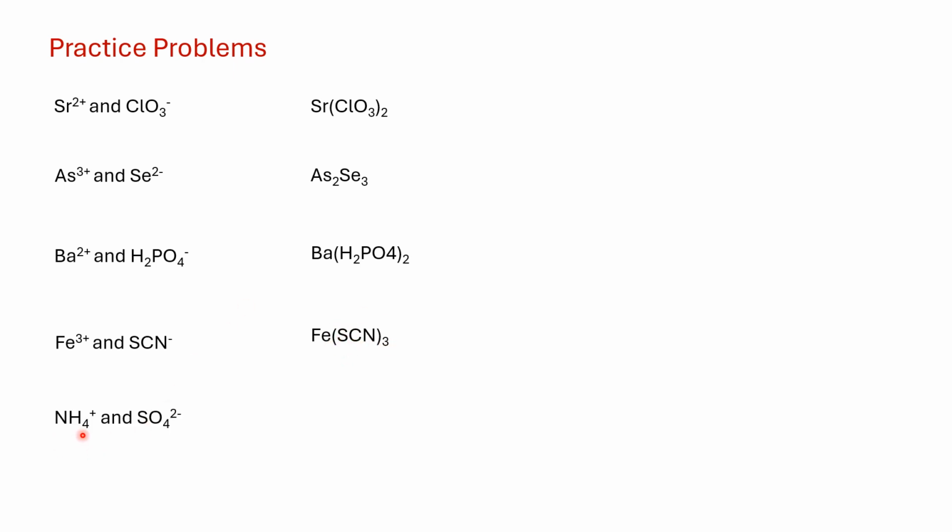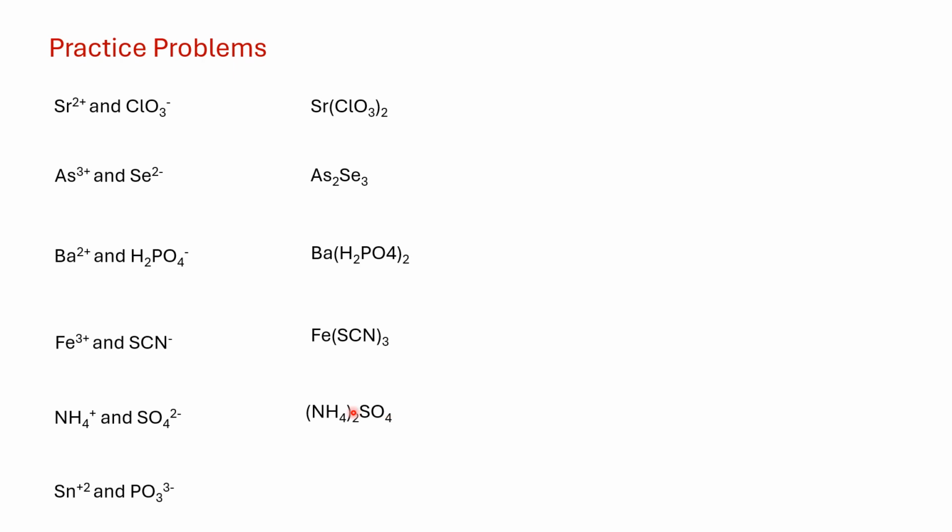Ammonium plus, and this is sulfate, a polyatomic anion and a polyatomic cation. This is 1 plus and 2 minus. So 1 goes with sulfate. There is 1 sulfate group joined with 2 ammonium groups. Then the formula should be like this: 2 ammonium groups joined with 1 sulfate group.